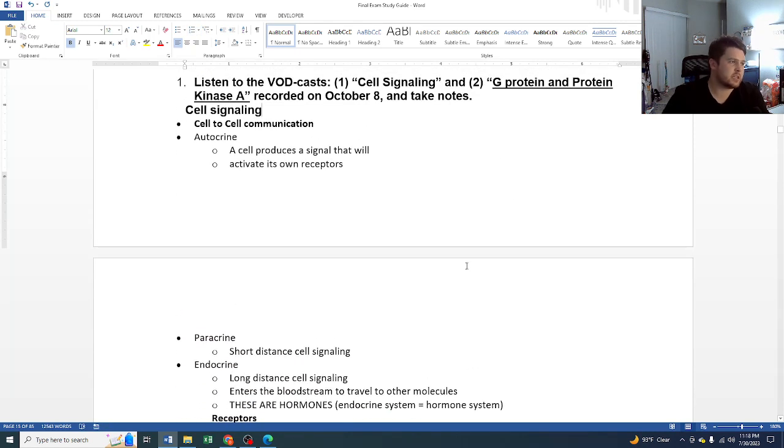But talking about cell signaling, we have cell-to-cell communication. First off, there's a couple different ways that cells communicate. There's autocrine. The cell is going to produce a signal. Typically, when we say it produces a signal, it's going to be releasing some sort of ligand, some sort of chemical that's then going to go and bind to receptors and cause something to occur, like a process to happen. So autocrine, a cell is going to produce a signal that will activate its own receptor. The cell produces a signal, then that signal acts on the same cell.